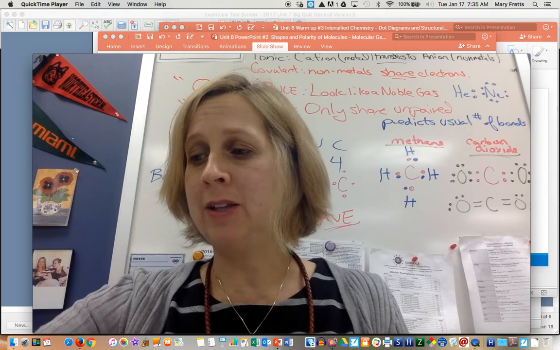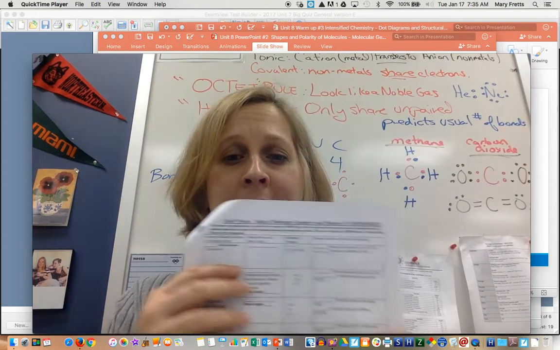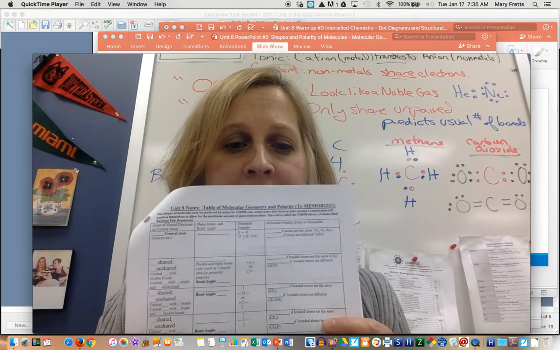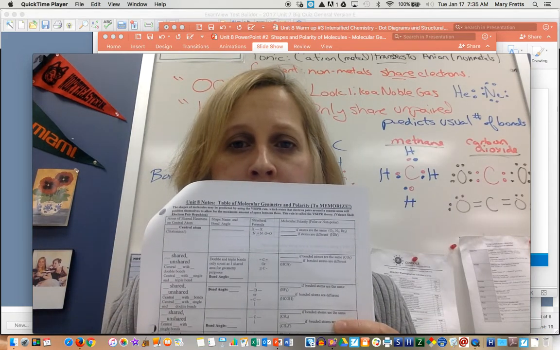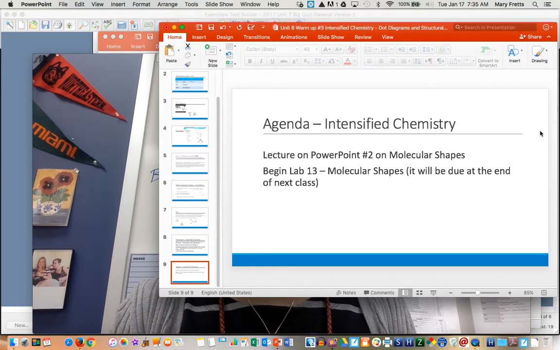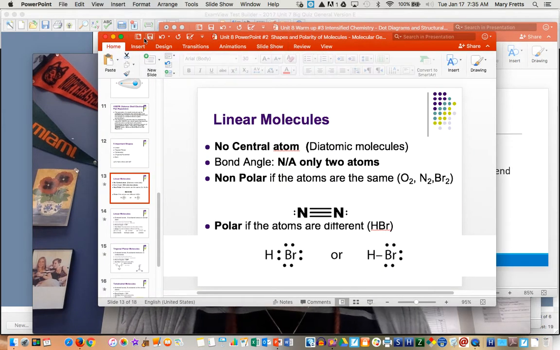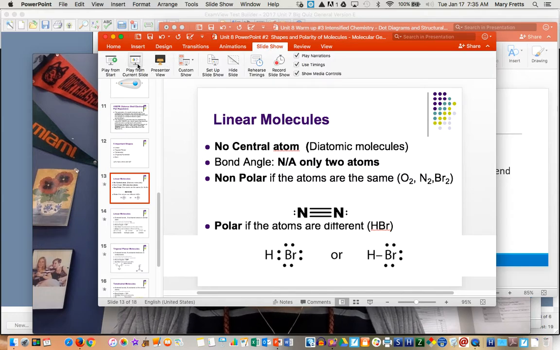Again, we're looking at small molecules. So the first one we're going to look at is one that is diatomic, linear. So we're going to fill in this chart here, and I'm going to show you some pictures. So let's go back to this. Oops, that's not the one I want. This one. And play from this slide.